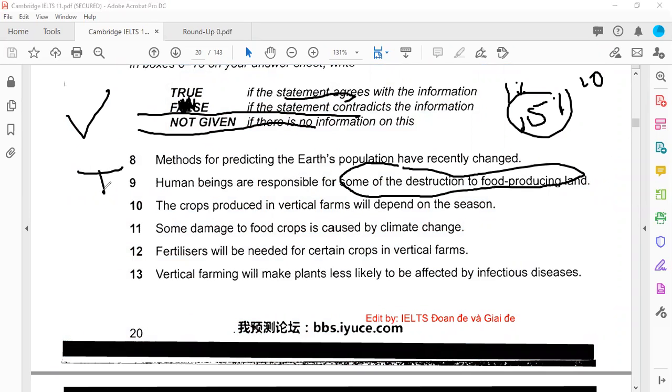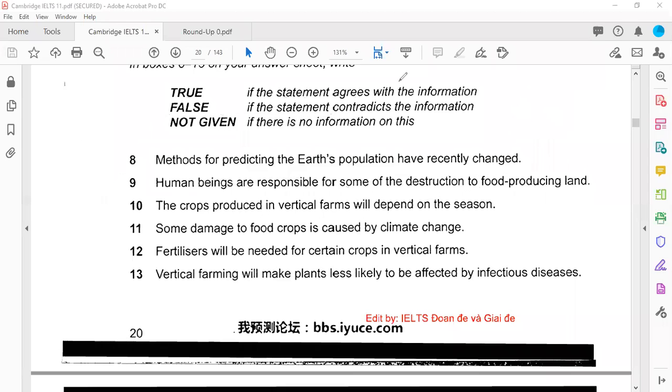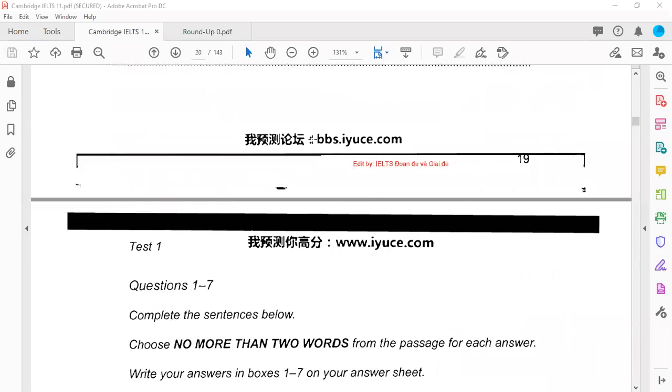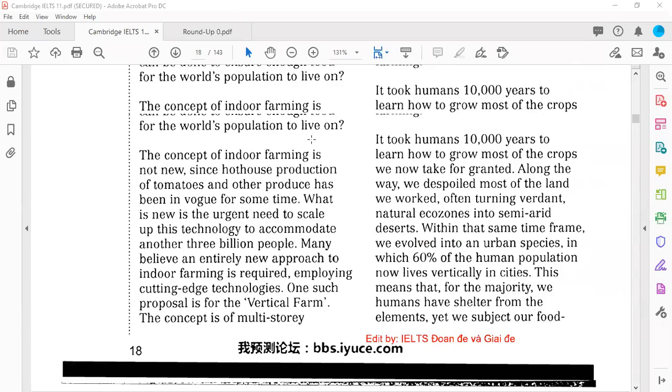Okay? Do you understand the question? Yes. Do you agree with my answer? Yes. Okay. The crops produced in vertical farms will depend on the season. The crops, the food that we get out of it will depend on the season.